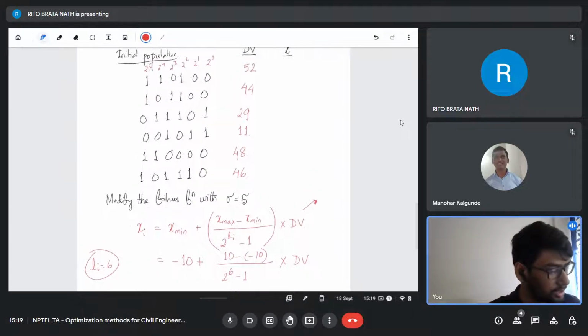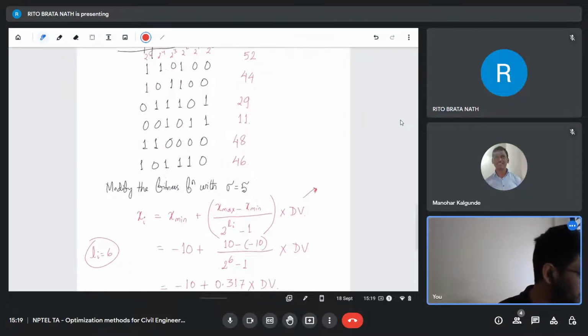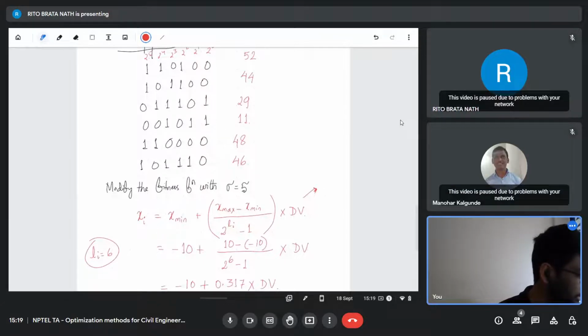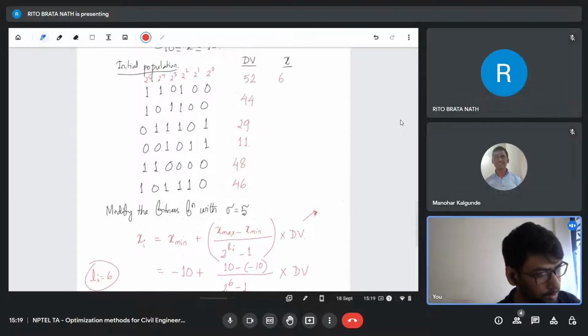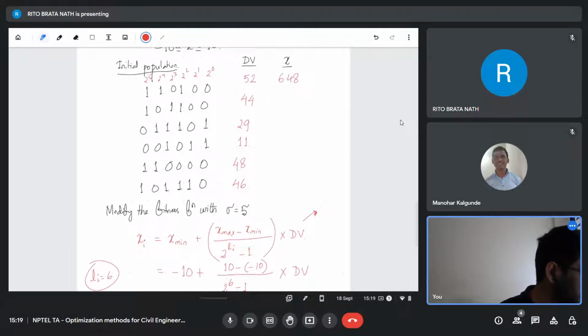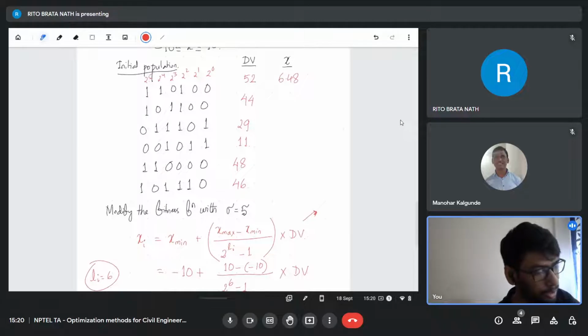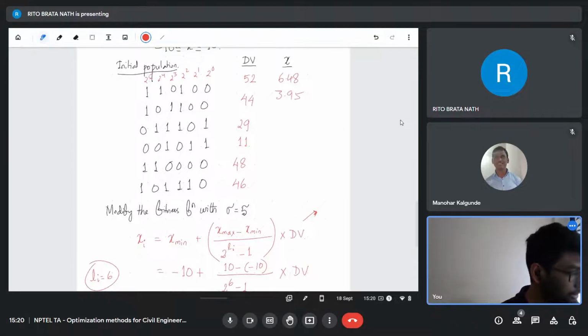So first one is 52. So that's minus 10 plus 0.317 times 52, which is 6.484. So this is 6.48. Next one is 44. So this is 3.948. So this is 3.95. Next one is 29.